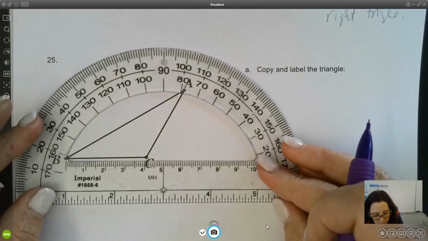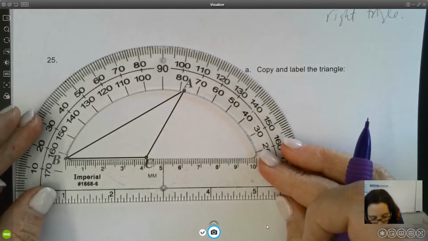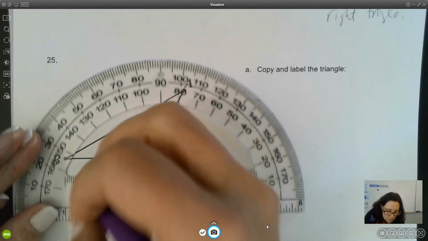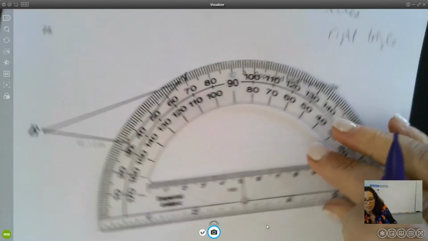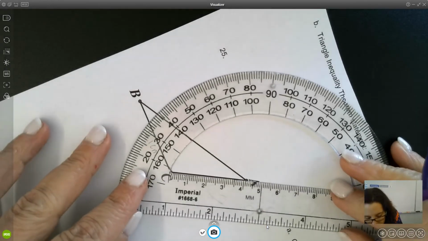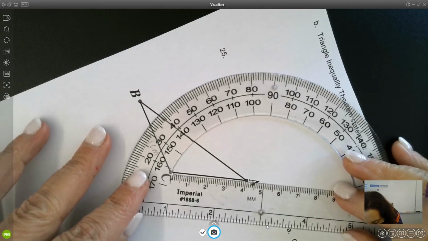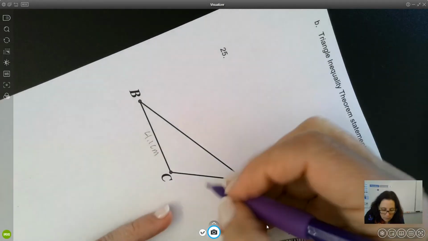All right, measuring. 4.1. Remember it said to the nearest tenth on the side lengths. About 4.1 again.